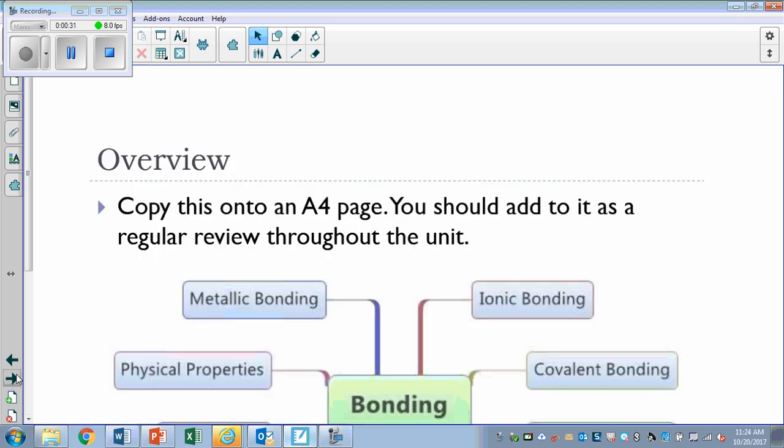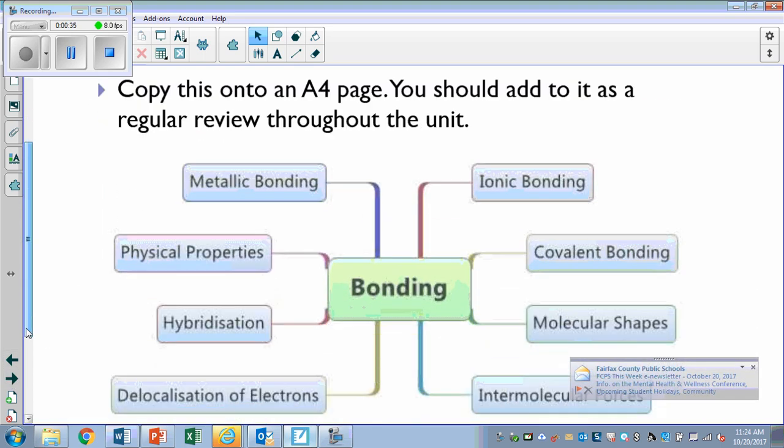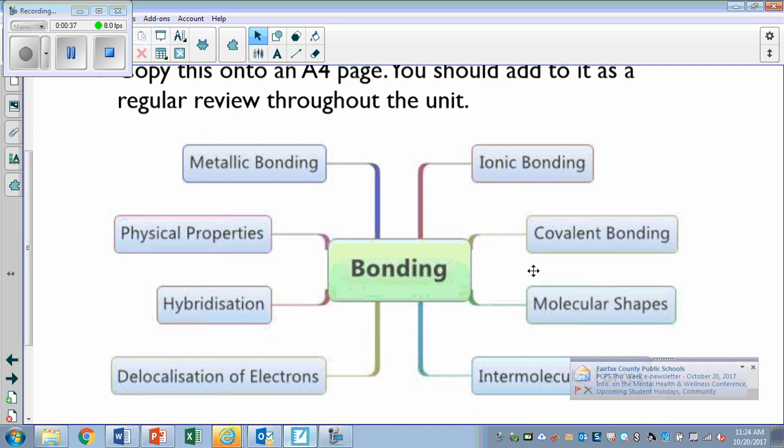This particular lesson is about ionic bonding. So we're starting with ionic bonds. As we move further along, we will talk about covalent bonds, molecular shapes, intermolecular forces, metallic bonding, and physical properties. These two are for higher level classes, so we're not going to worry about hybridization or delocalization of electrons.